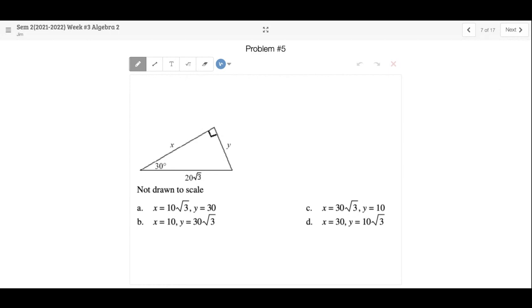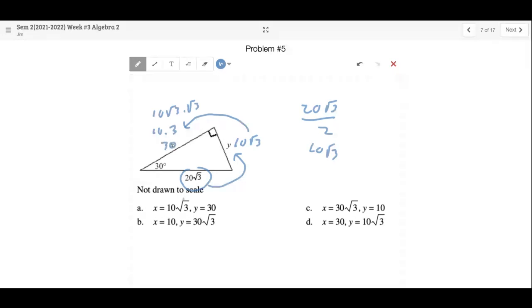All right. Remember, I have the hypotenuse. Go from the hypotenuse to the short side. We divide by 2, right? It's just cut in half. So 20 square root of 3 divided by 2 gives me 10 square root of 3. That's my short side. To go from the short side to the long leg, we multiply by the square root of 3. So 10 square root of 3 times the square root of 3 is 10 times 3, which is 30.